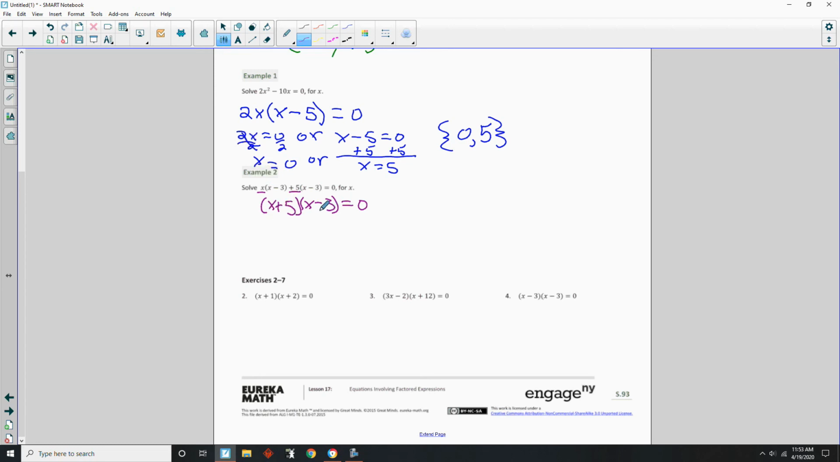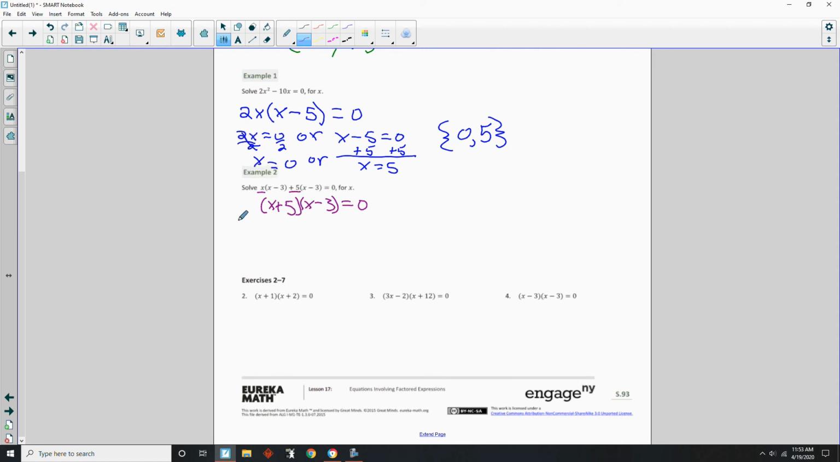So if I FOIL this, I would get the same quadratic that this would produce. So it's x plus 5 times x minus 3 equals 0. Okay, that's just doing the distributive property backwards. This is x times this plus 5 times this, giving us that.